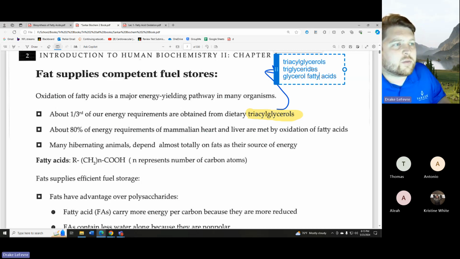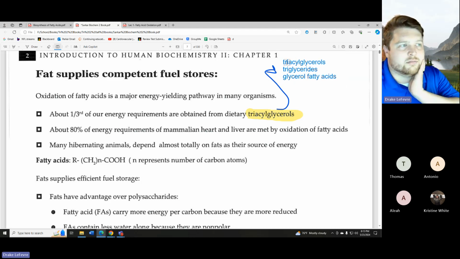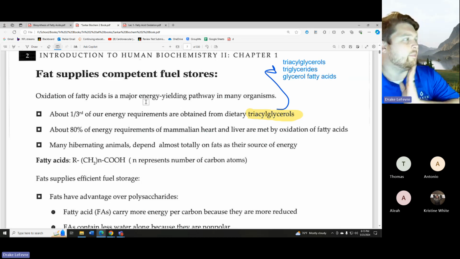If you see any of these words, they're all talking about the exact same thing. From a definition standpoint there are little variances, but for the purpose of this course, these all mean the exact same thing. Don't freak out. Triacylglycerol versus triglyceride, they mean the same thing. They're just different ways of saying the same thing.